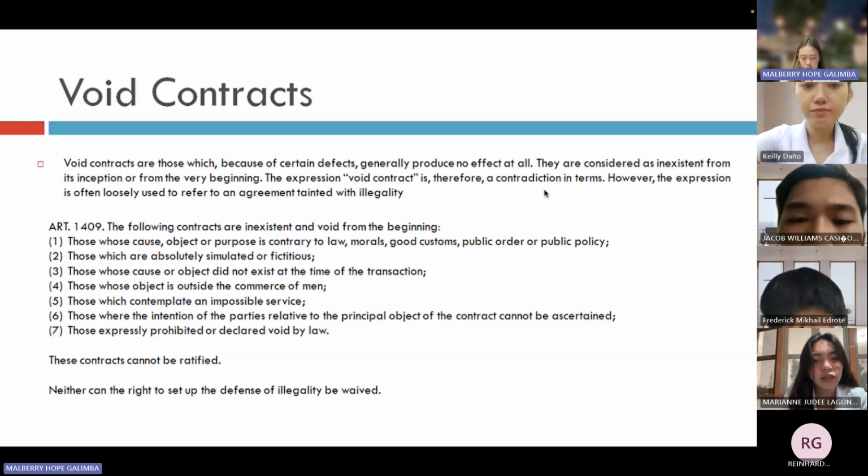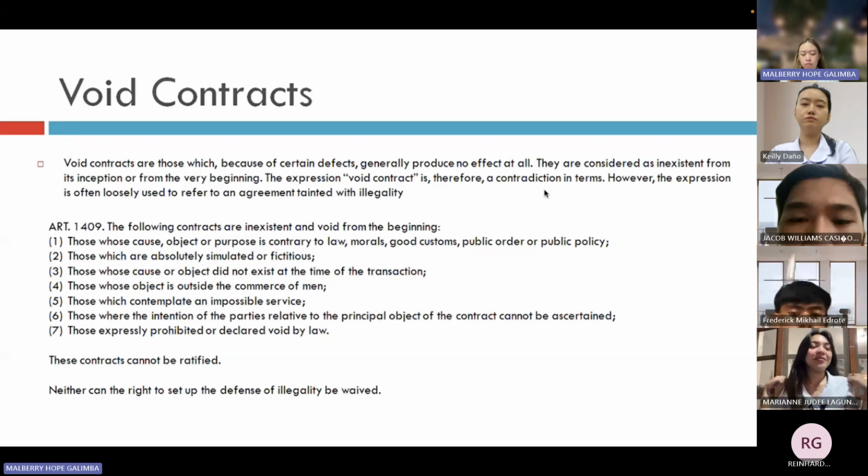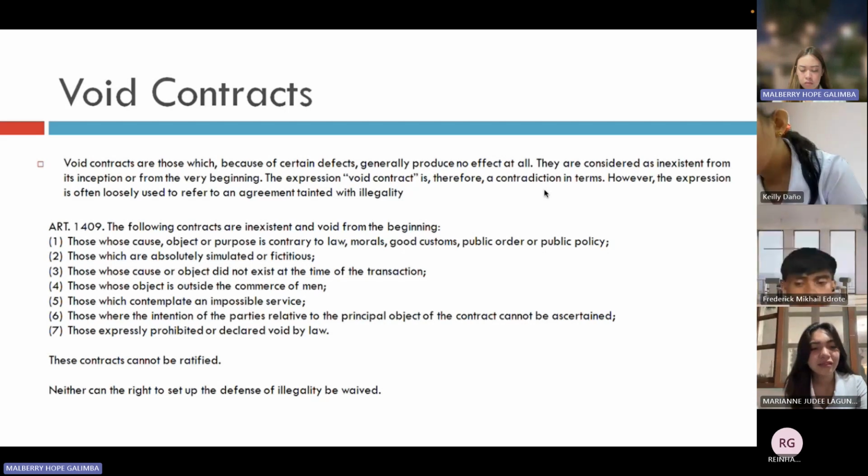Another example of number seven is if the state grants you a patent. The government gave you a piece of land under a homestead patent. You're not allowed under the law to sell it within 5 years from the grant. If you sell that, the contract you have entered into with that person is void, and the government can even have it reverted back to the government.